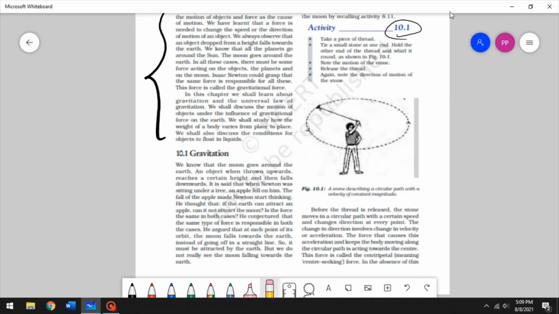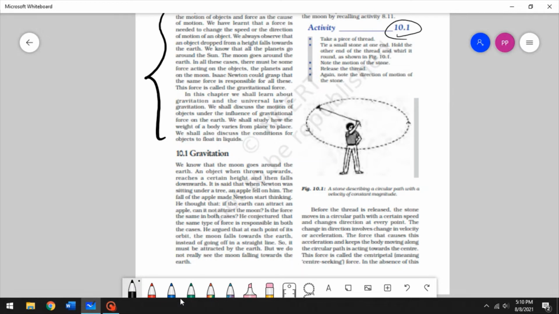So at each point along its path, that ball or this rock here is traveling in a different direction. All right. And the change in direction involves the change in velocity, and change in velocity is acceleration, right? So it's a change in direction at every point on the circle. It just keeps going like this, right? So that change in direction causes acceleration or a change in velocity.